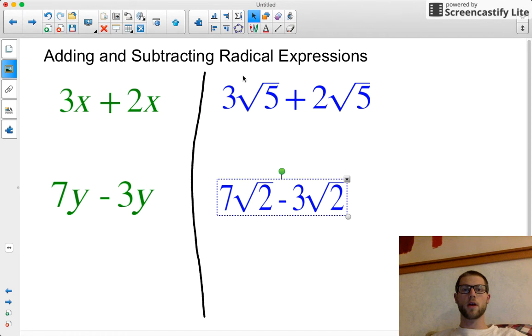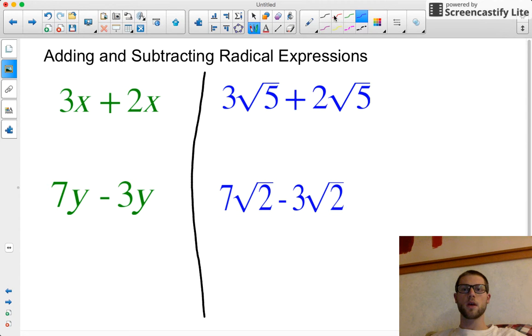Alrighty, what we're going to take a look at here is we're going to begin talking about adding and subtracting radical expressions. So remember a little while ago we talked about we cannot add the square root of 4 plus the square root of 5. That does not equal the square root of 9. We talked a little bit about that before, and we're not going to be doing that now either.